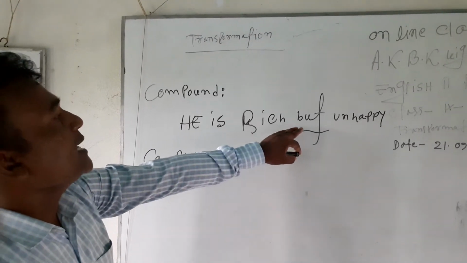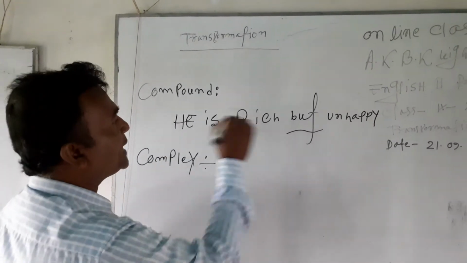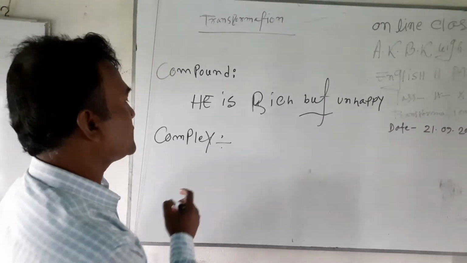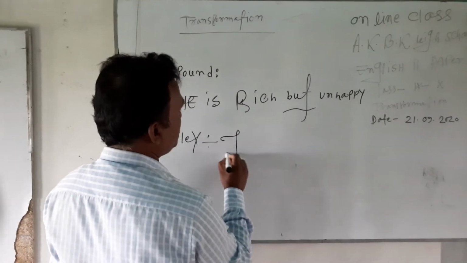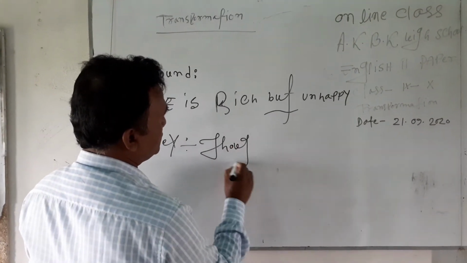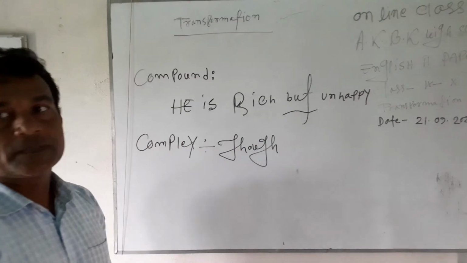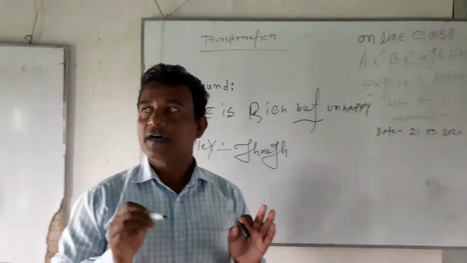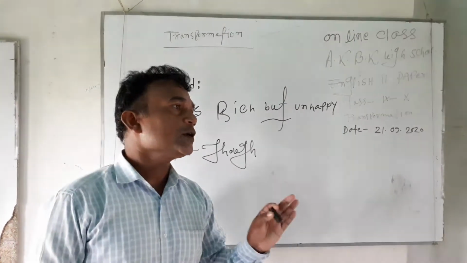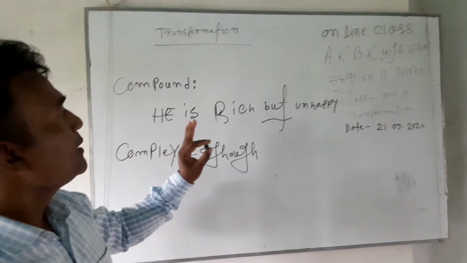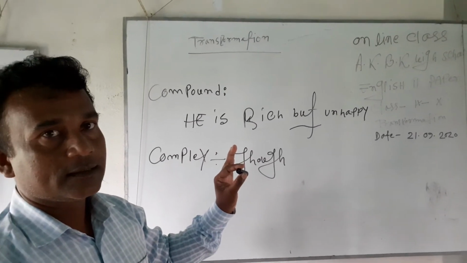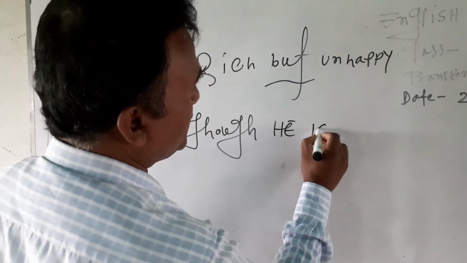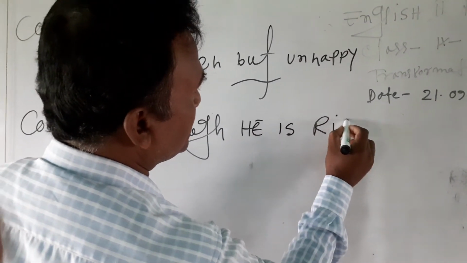When we find the sentence which is added by but, we have to write though at the beginning of the sentence. Though. Then we have to write the first part of the sentence. What is the first part of the sentence? The first part of this sentence is he is rich. So you have to write he is rich.